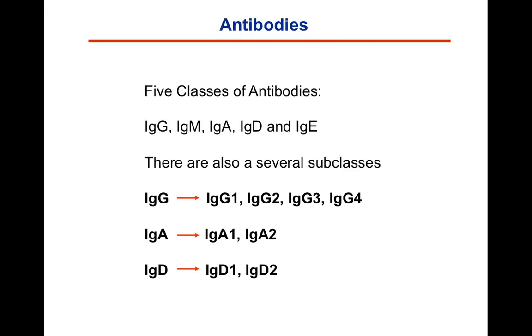Depending on the subclass, they'll have potentially different functions, a bit different functions, as we'll see. IgA has two subclasses, IgD has two, whereas IgG has four.